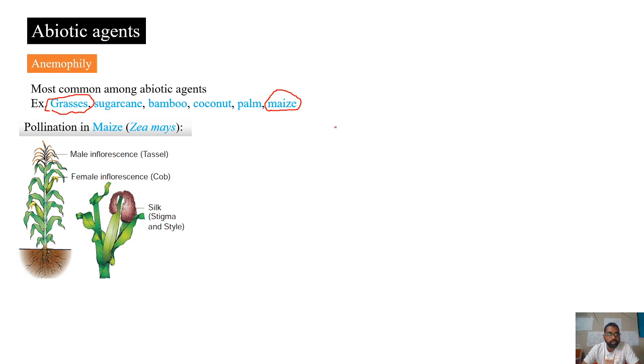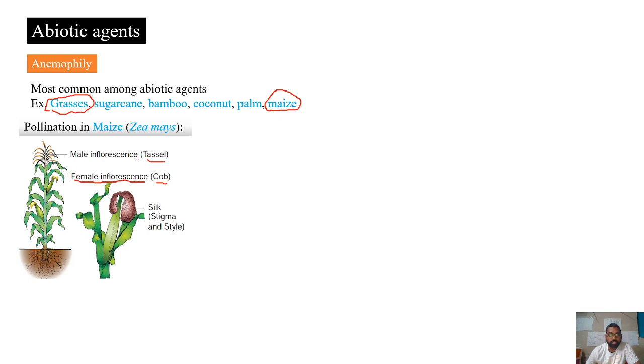When you look into the maize plant, it is actually a monoecious plant. That is, it possesses unisexual flowers only, but both male and female flowers are present on the same plant. Here, this is the male inflorescence, technically called the tassel, whereas the female inflorescence is called the cob. In the tassel, the male flowers are present.